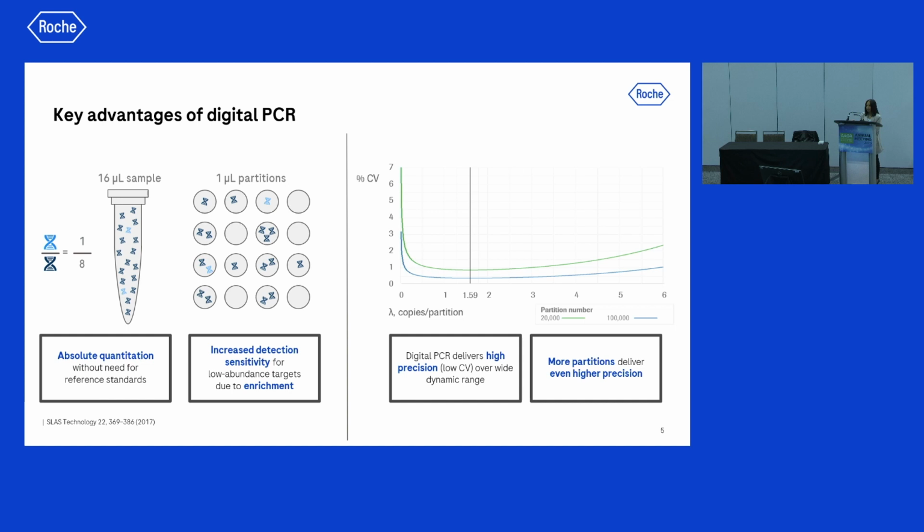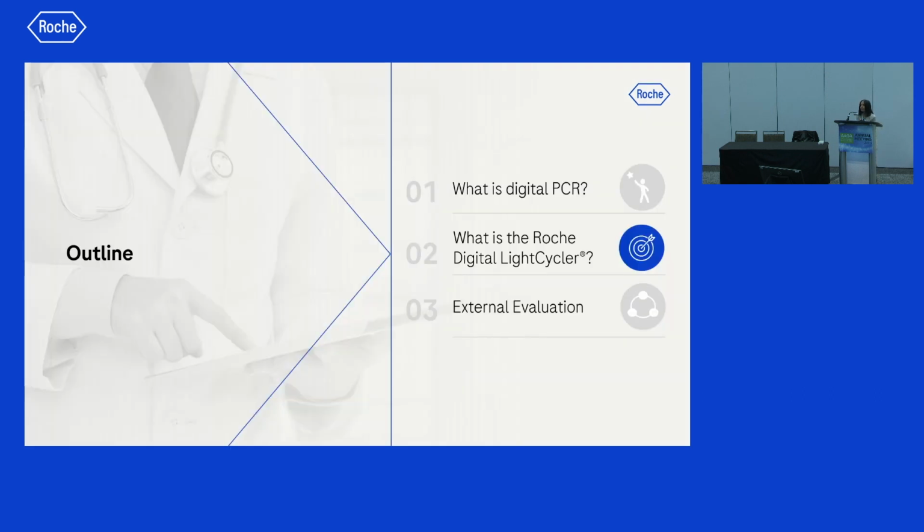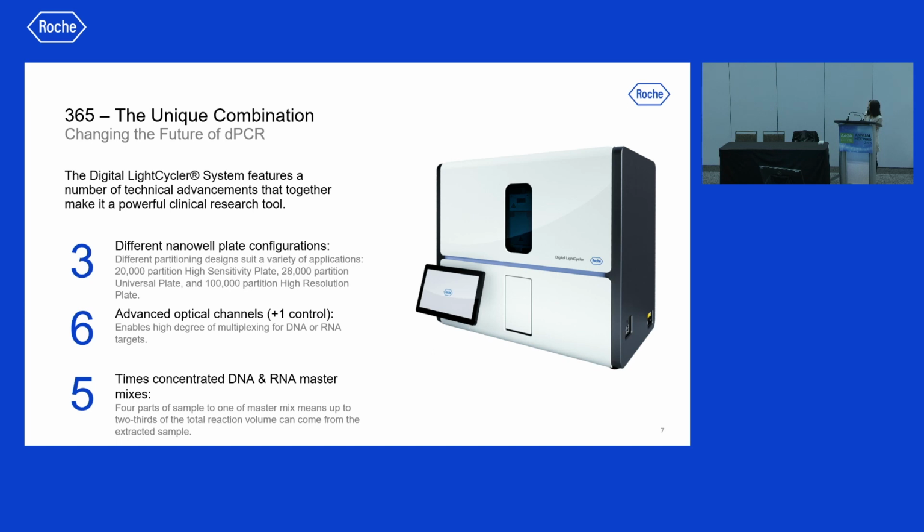Now, these key advantages make digital PCR a vital tool for clinical research, including oncology. And while there are existing dPCR systems on the market, we at Roche really wanted to design a dPCR system that would allow users to push the boundaries of their research forward by filling in the gaps and making improvements upon existing offerings. And accordingly, we've incorporated a unique combination of technical advancements. These are best remembered by the days of the year. So in this case, we're looking at 365. 3 different nanowell configurations that can be tailored to your specific application of need.